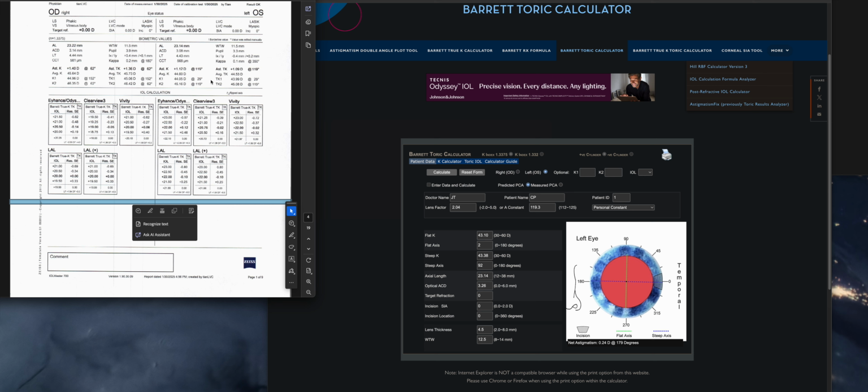The other eye, pretty close as well. I think we'd end up with the same result. This is not super normal. I think maybe this patient just didn't get a whole lot done for their LASIK. All right, so let's see.